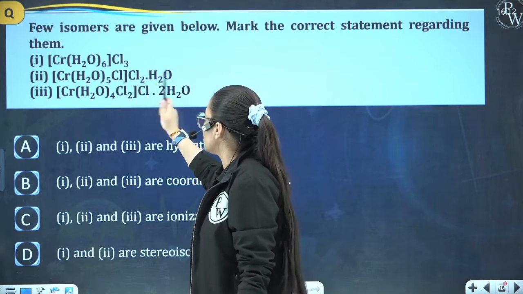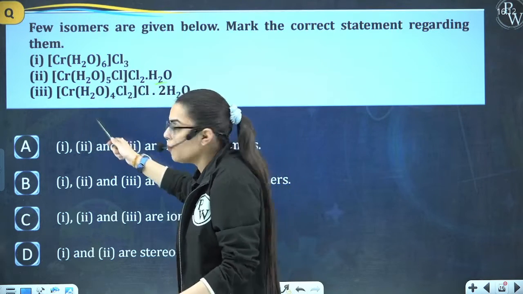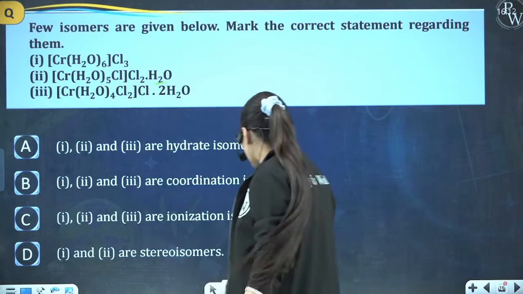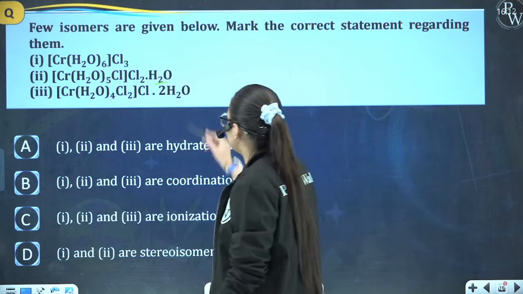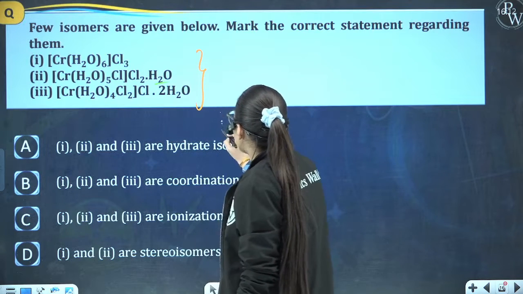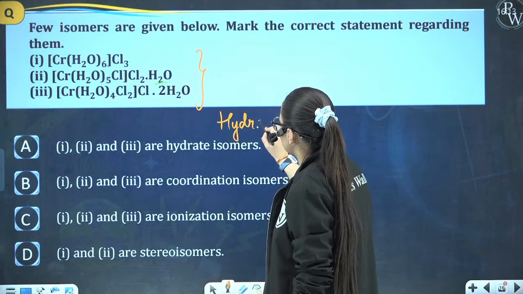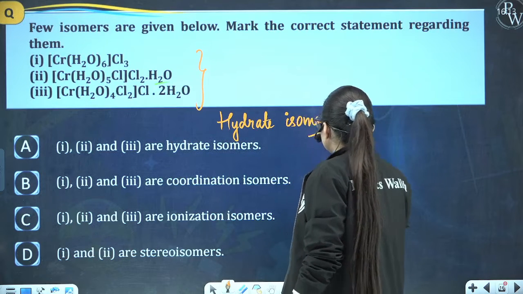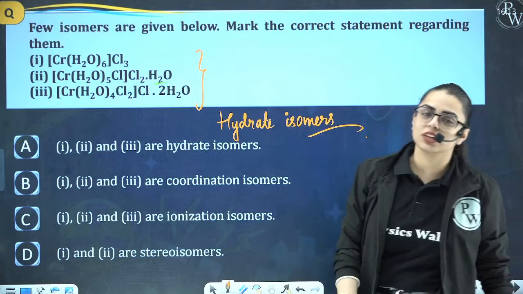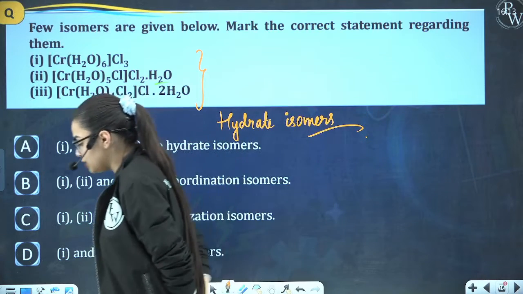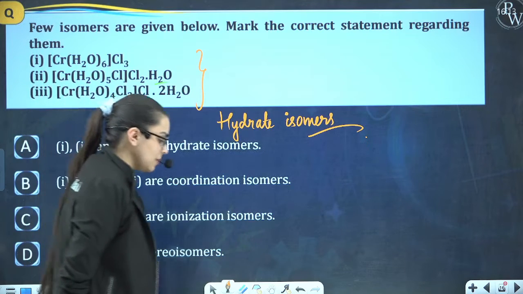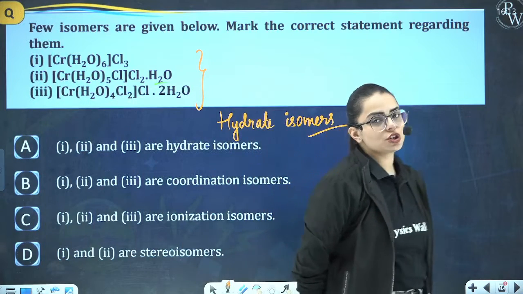So the water molecule goes out. Now again one more water molecule will go out and one more Cl will act as a ligand. So this we have just written down. All of these three are basically the hydrate isomers of each other. They are hydrate isomers of each other, or we can say the process over here is referred to as hydration isomerism or hydrate isomerism or solvate isomerism. Clear?